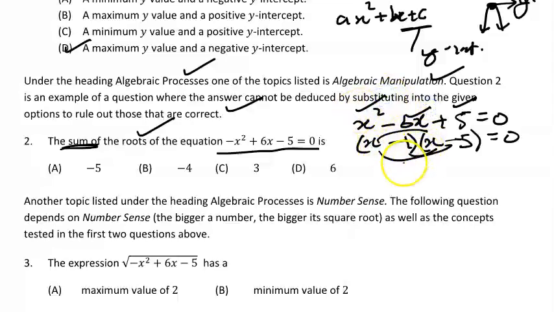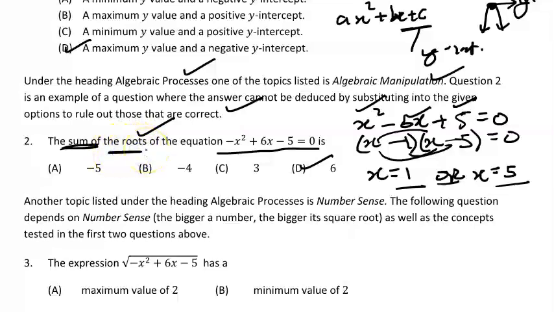So always try to check your factorization by multiplication. So x equals 1 or x equals 5. If you add them both up, 1 plus 5 equals 6. The option is D. Once again, a quick recap: the sum of the roots are the x-intercepts.